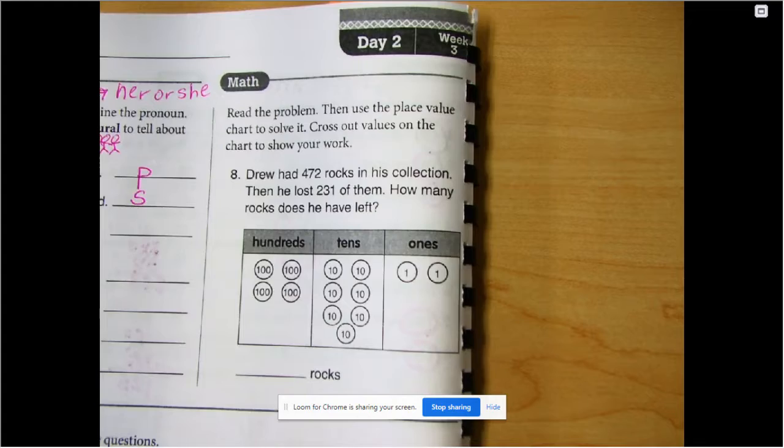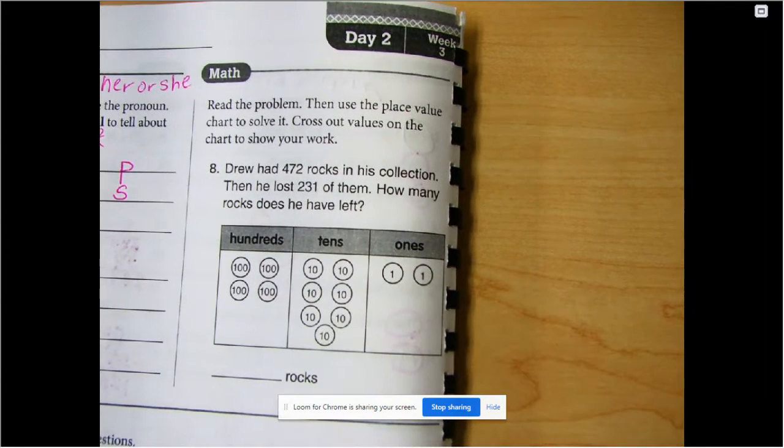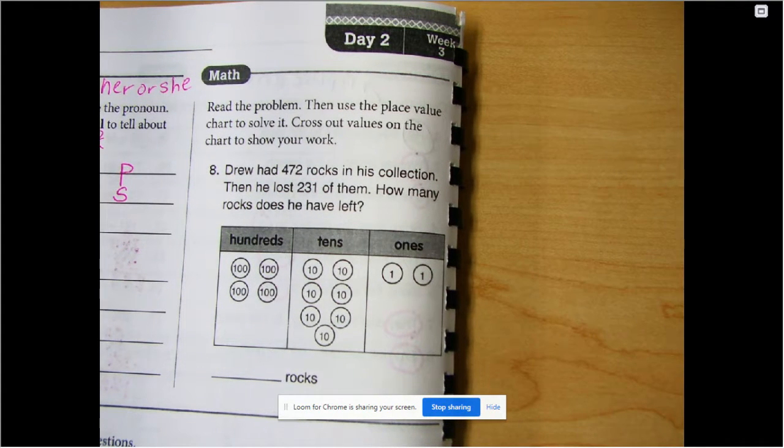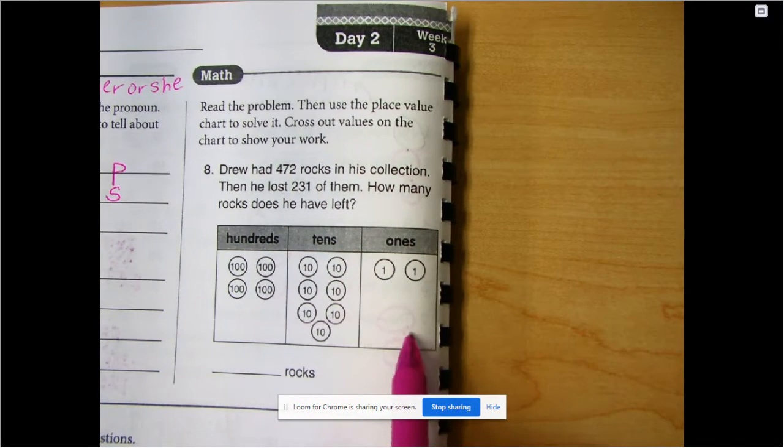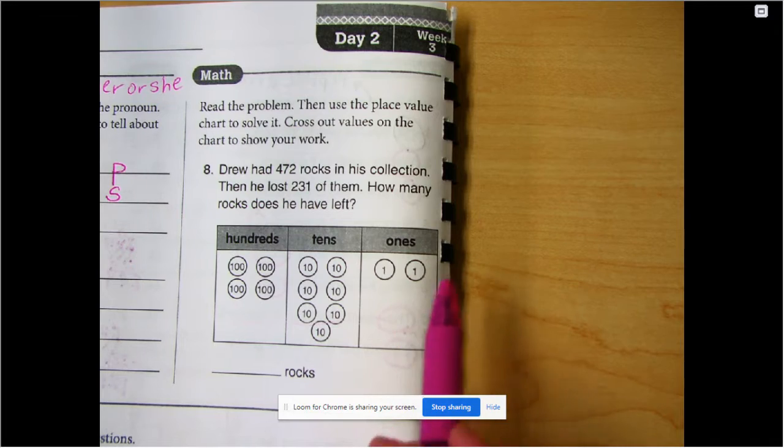Okay, we're going to go over to the math. It says read the problem, then use the place value chart to solve it. Cross out values on the chart to show your work. Number 8. Drew had 472 rocks in his collection. Then he lost 231 of them. How many rocks does he have left? You can use the place value counters to solve your problem.